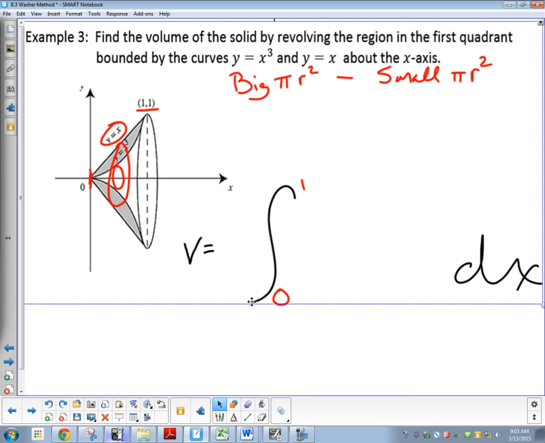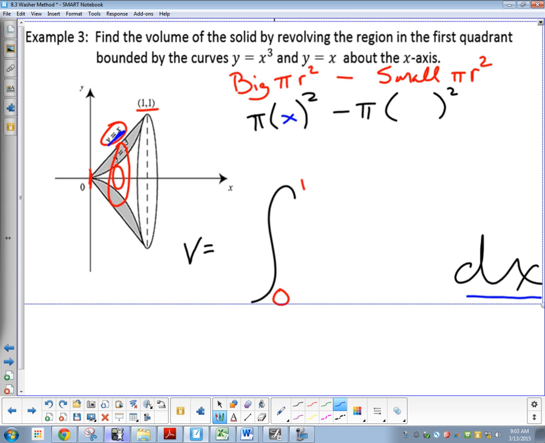My big circle, pi r squared for both of them. Pi something squared, pi something squared. Which equation gives me my big one? The y equals x. And what do I want it to be in terms of? Do I need it to be a y equals problem or an x equals problem? It's dx, so I need it to be y equals x in that one. The second one was the x cubed problem. Do I have to do any changing there? Nope, I'm good. It's just x cubed.